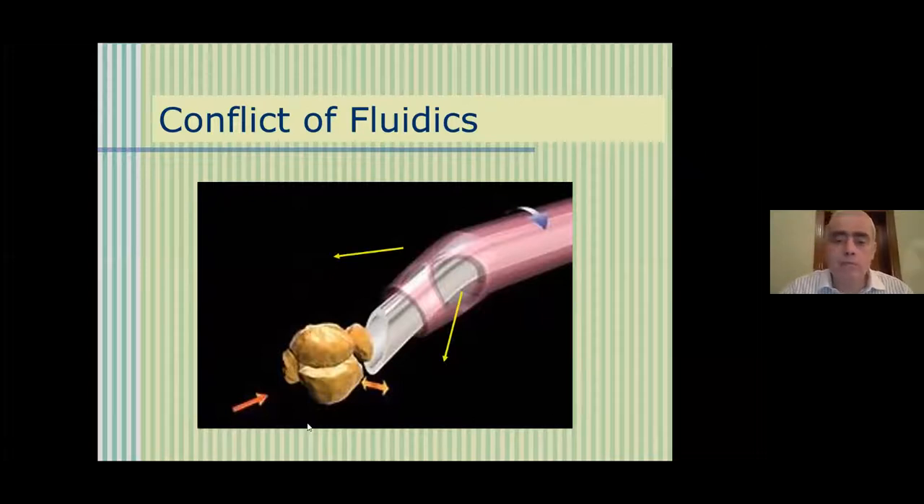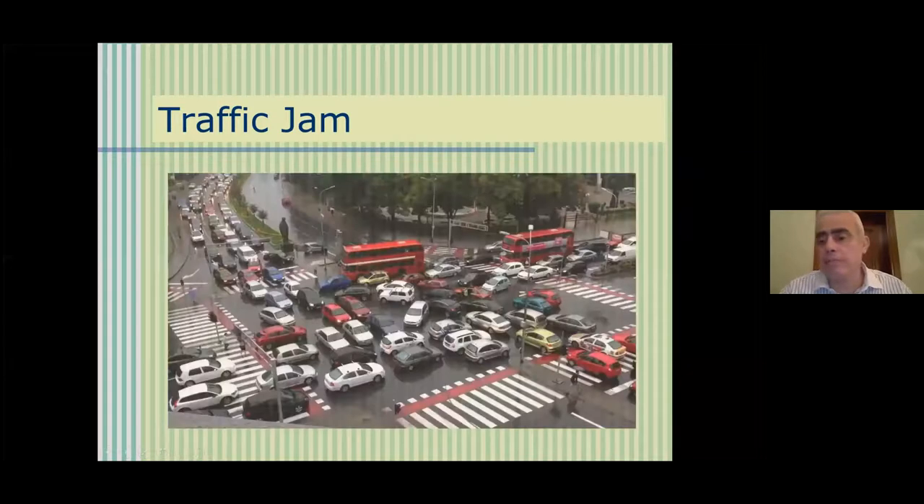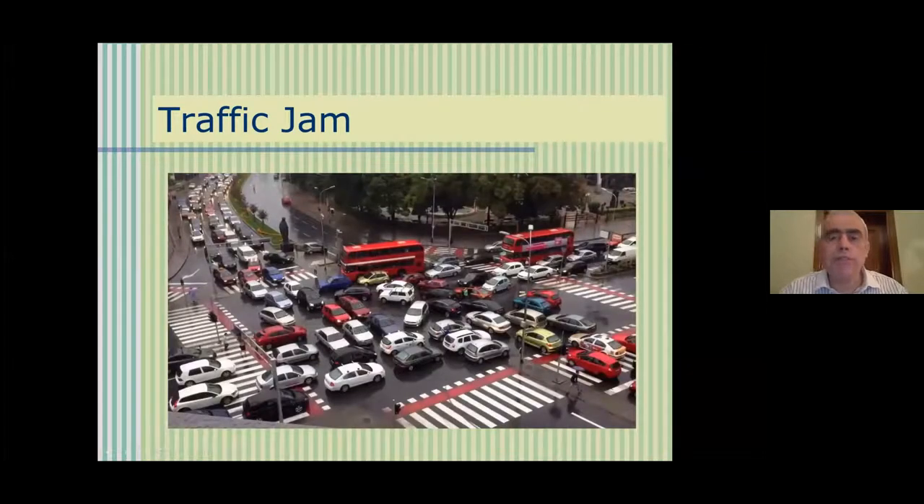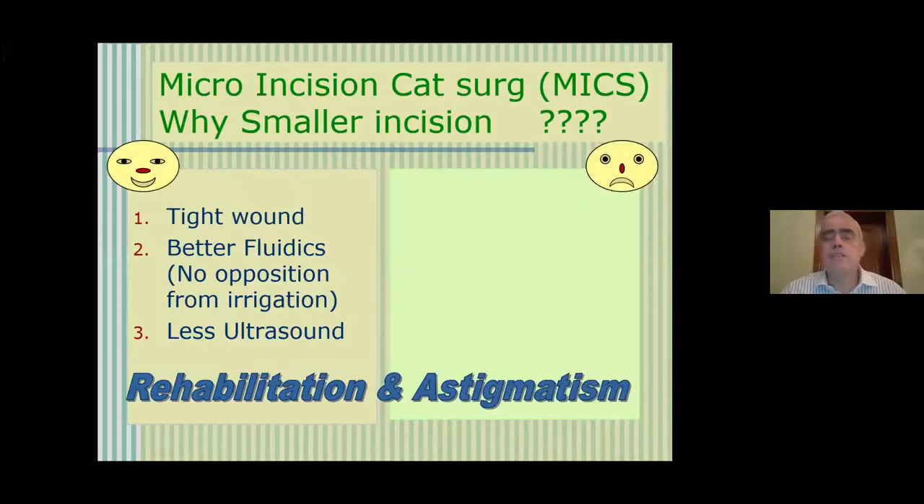But there is a conflict of fluids during coaxial FACO. You have to aspirate parts of the nucleus and emulsify it from one port, and from the other port there is fluid coming out. So this will make a traffic jam inside the anterior chamber. So the fluidics is not so innocent, and this might lead to some turbulence, and the turbulence can injure the endothelium during the surgery.